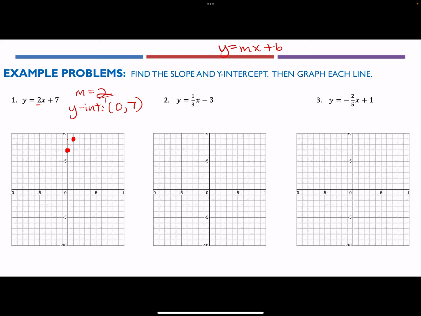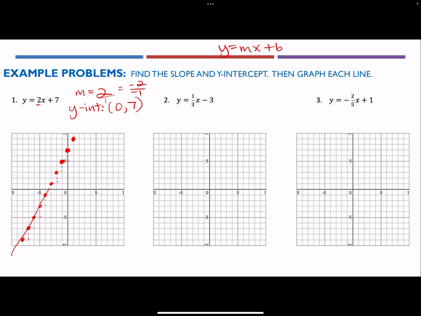But I kind of ran out of room. So remember, I could also go down 2 and to the left 1 because the negative over negative is also a positive. So going down 2 and to the left 1, look, that works too. I'm going to keep going down 2 to the left, because then I'm going to make sure that my line is perfectly straight.